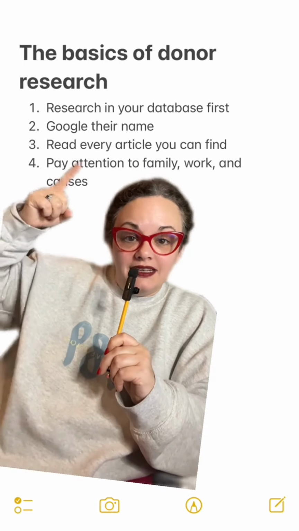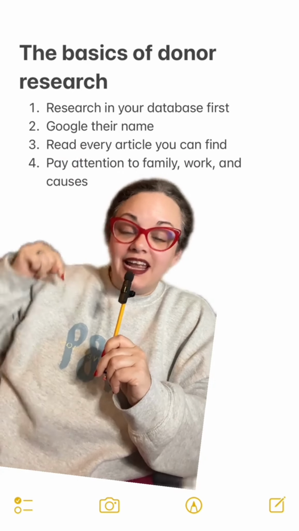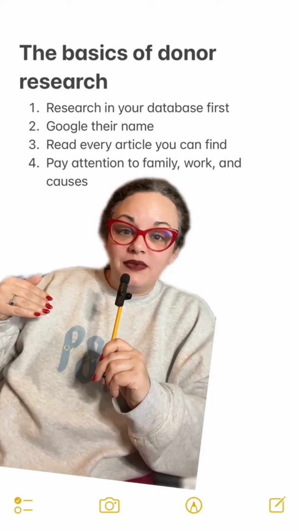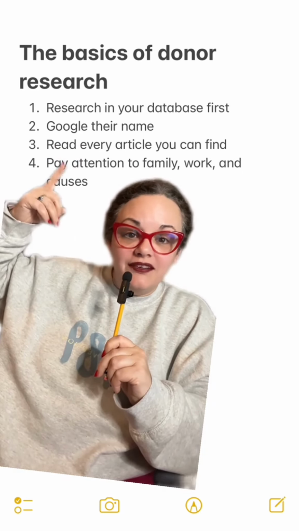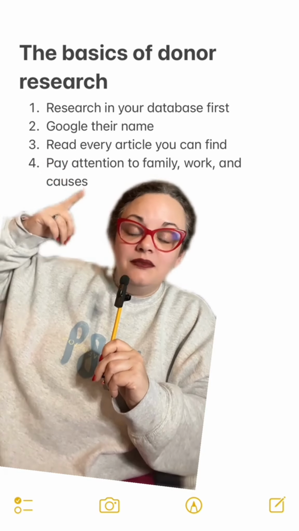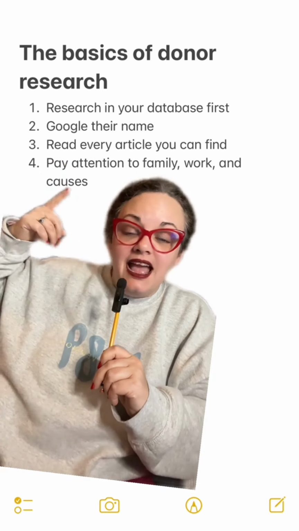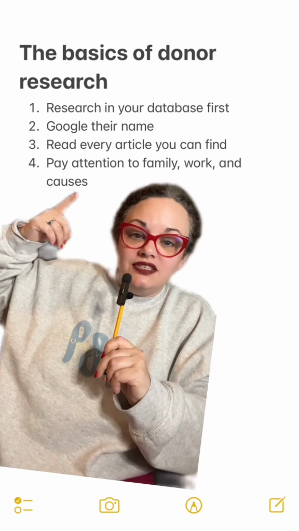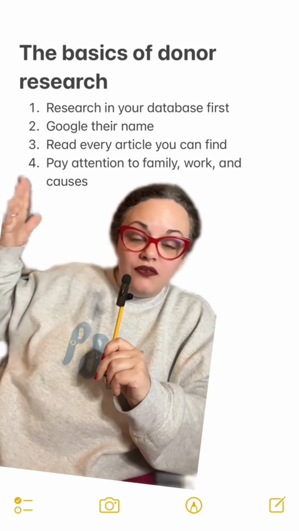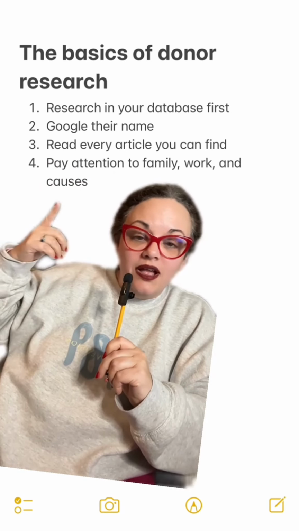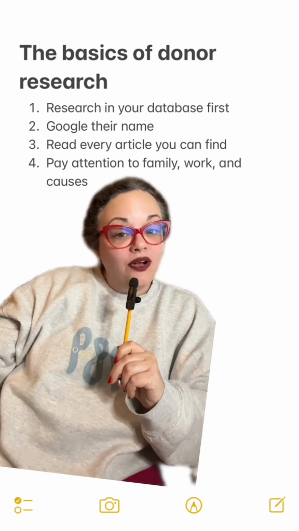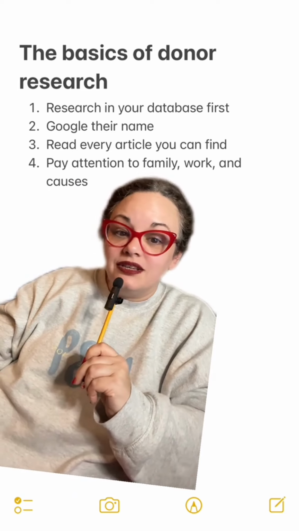So, again, to recap, you're going to start in your own database and you're going to read everything you can find and absorb that information. You're going to Google them and read every article that you can find that mentions them or profiles them or that they wrote themselves. And then you're going to pay special attention to finding out what their family structure is like, who they work for and how they make their money, and what kind of causes do they support. And that is with not just money, but also their time and attention.